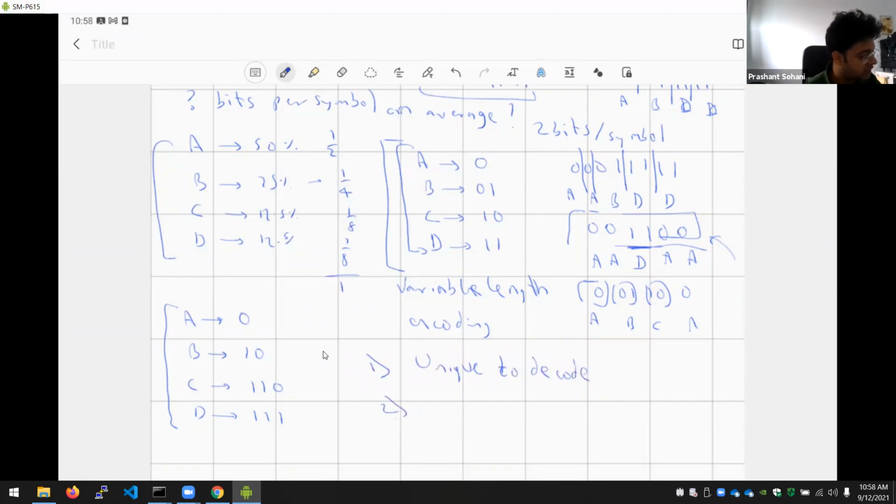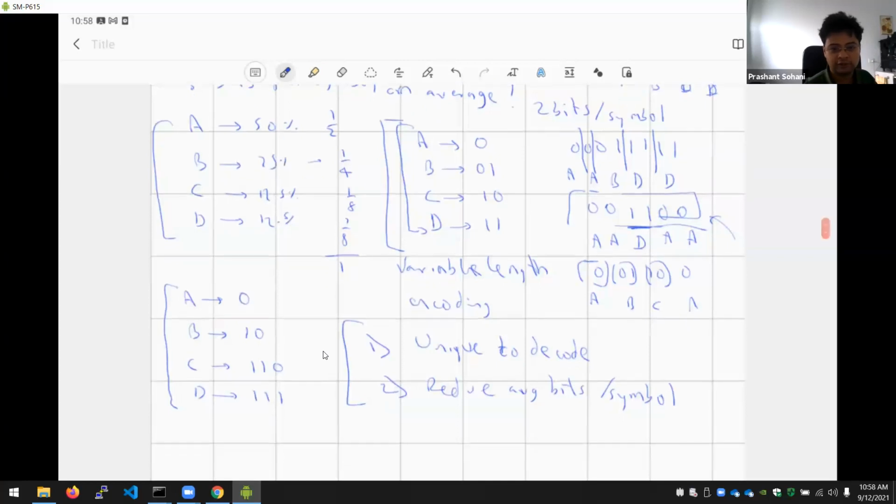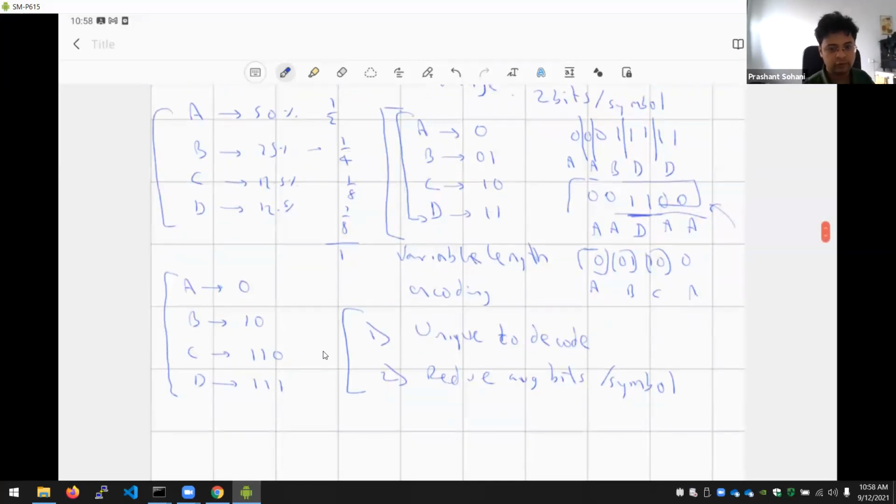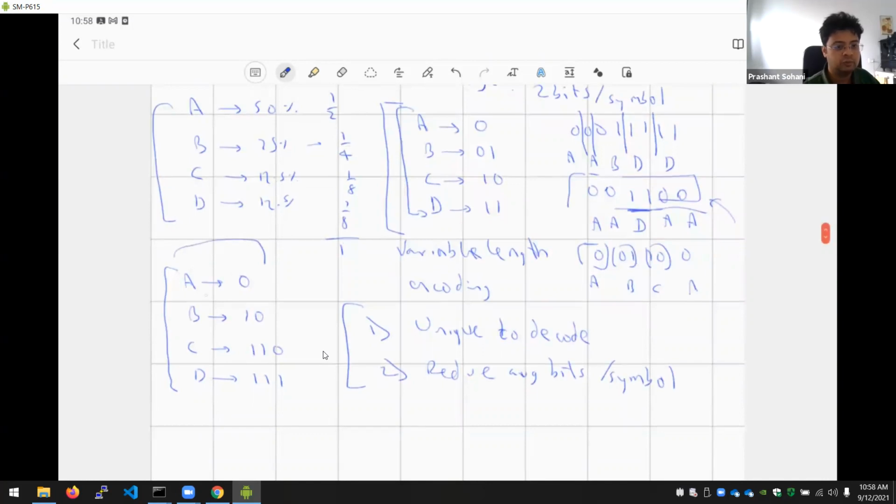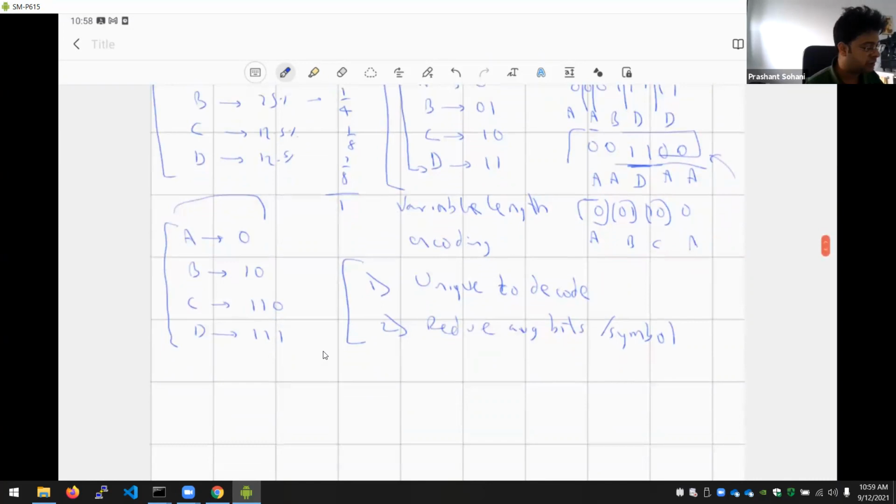And second is why we are doing this in the first place. We want to reduce the average bits required per symbol. So we need to come up with some mapping table which achieves both of these simultaneously, which can be uniquely decoded and the average length of the bits is reduced. So for example, you can take this example itself where I give A as 0, B as 1, 0, and so on. We can work out how much is the average length here.